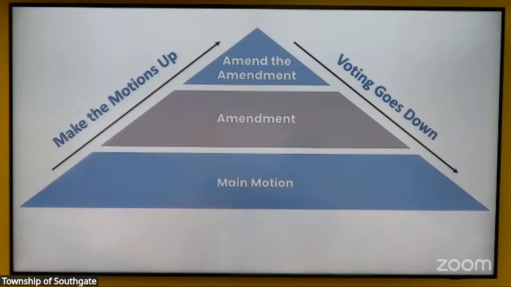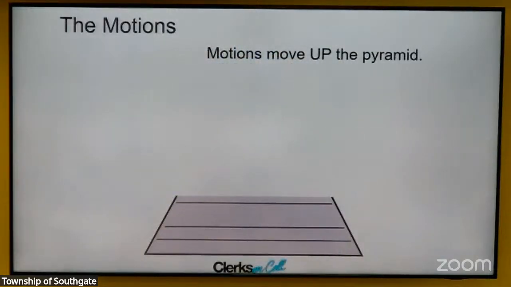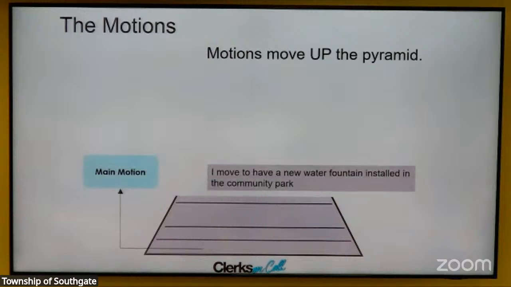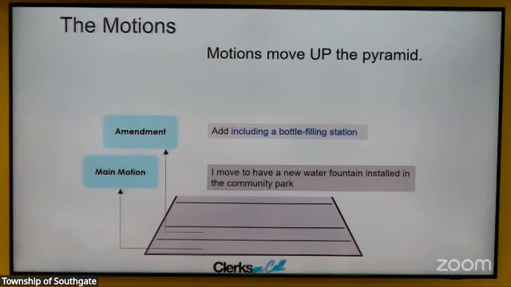And this might seem a little bit confusing when it's just looking here. So we've got another way to show you using pictures. We're going to use the example motions again that I had talked about. The main motion, which is at the bottom of the pyramid, is about installing the new fountain in the community park. Then the amendment was to add, including a bottle filling station. That's the second item moving up the pyramid. And then the amendment was to add the word touchless to the amendment, which was the bottle filling station. So this shows the order of precedence when you're making the motions. You start at the bottom and you continue moving up.